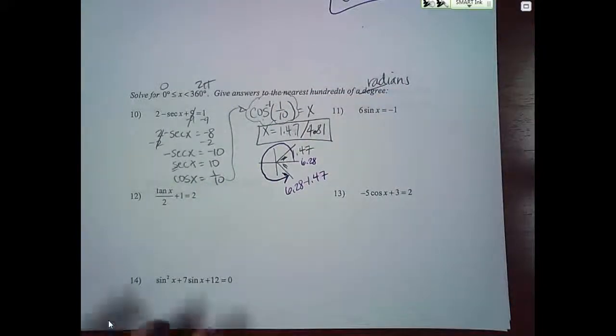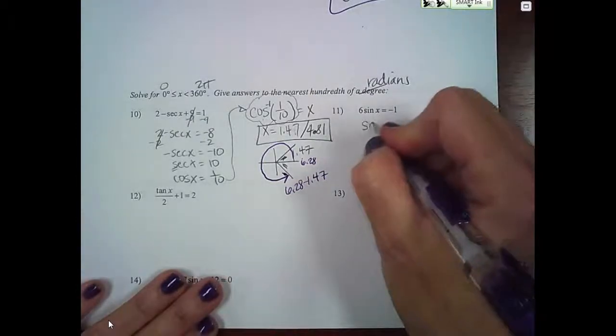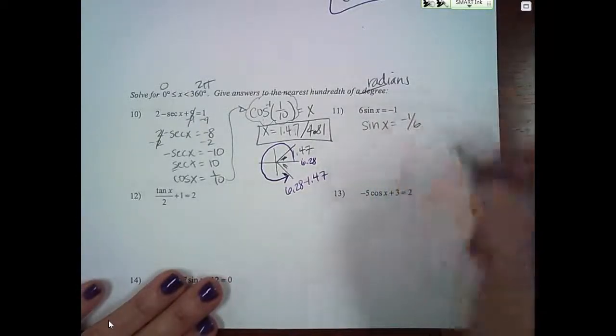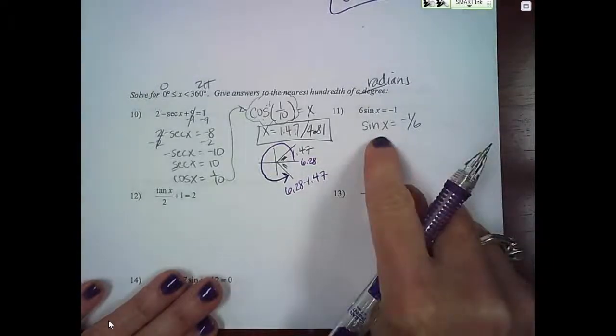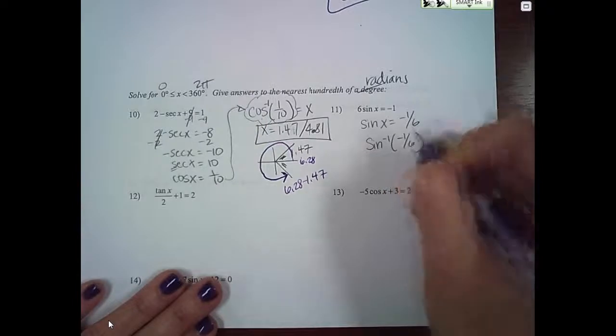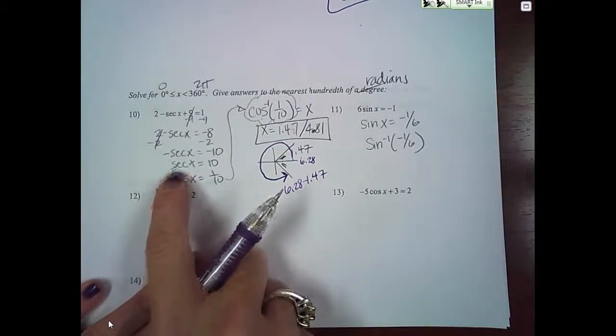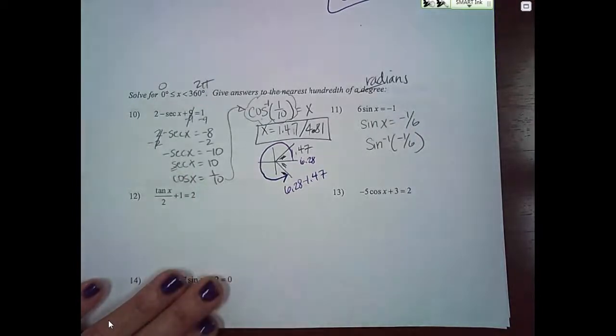Okay, let's look at number 11. On 11, you want to solve for x, so divide both sides by 6. Okay, now to free x, you're going to take the inverse. Notice I didn't flip it. You only flip it when you switch from secant to cosine or things like that, cotangent to tangent.